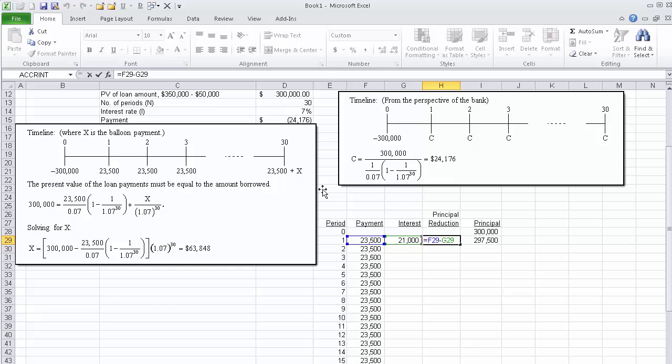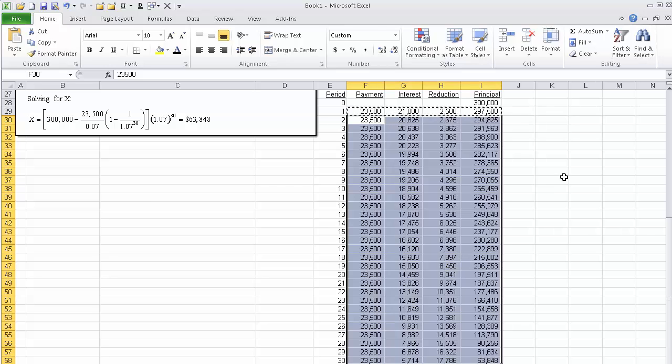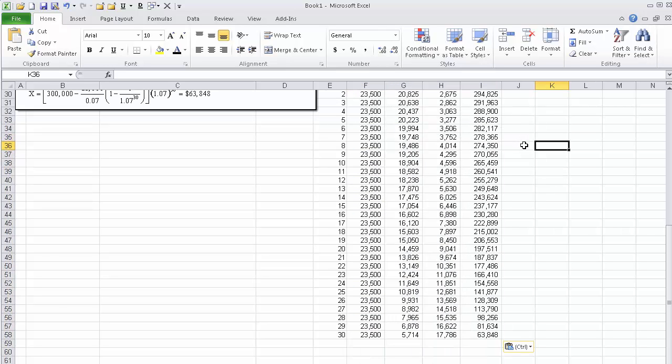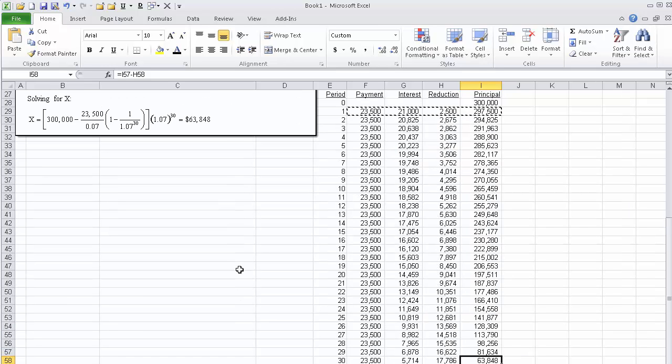So the principal reduction is going to be the payment amount minus the interest, and then the principal balance is going to be whatever the previous balance was minus the amount of principal reduction. Now, once I have that done, I can just copy all those formulas all the way down. And when I do that, when we go down to the bottom, we see exactly what the last principal owed is at the end of 30 years. Look, it's $63,848, which is exactly what we would have solved using the algebraic way. So that's how I would solve this one.